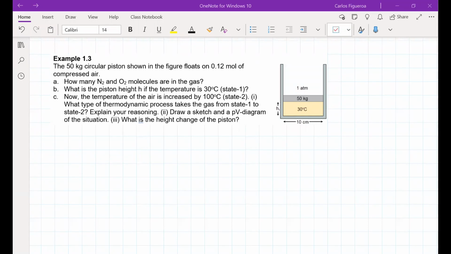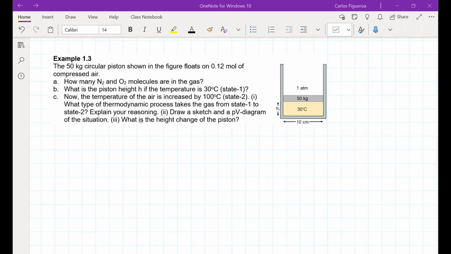Example 1.3, a 50-kilogram circular piston shown in the figure floats on 0.12 moles of compressed air. A, how many nitrogen and oxygen gas molecules are in the gas? B, what is the piston height H1 if the temperature is 300 degrees C? We'll call that state 1.